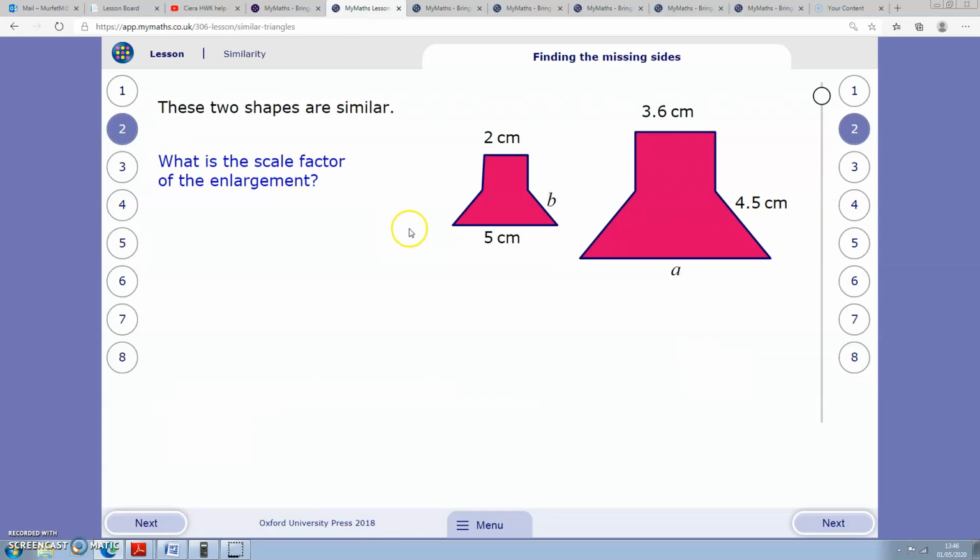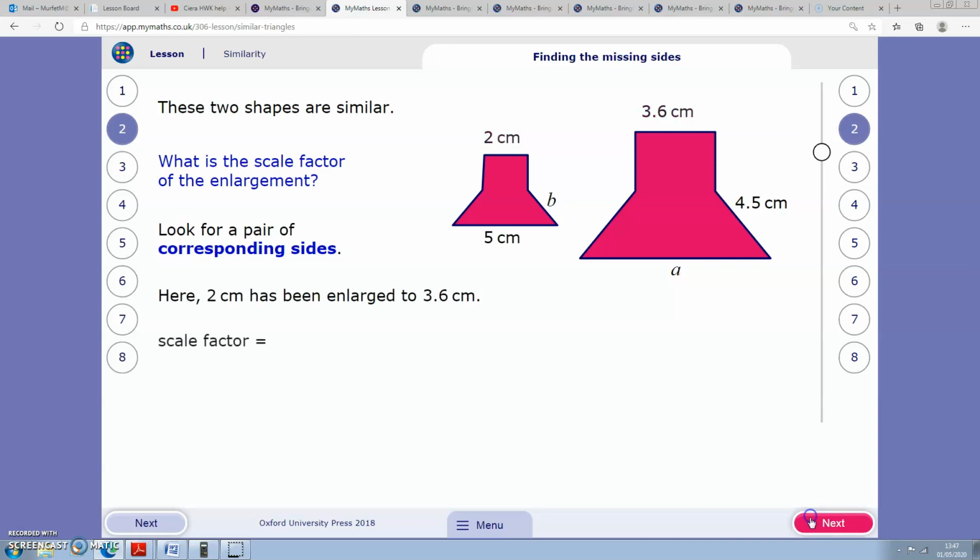We can see one is bigger than the other, so it can't be the same. What's the scale factor of the enlargement? So we've got one side that we know is the same, corresponding sides, 2 centimeters and 3.6. To find out the scale factor, I'm going to take the bigger shape, divide by the original shape. So 3.6 divide by 2. What's half of that is 1.8. So 1.8 is the scale factor of enlargement that I'm timesing by. So 2 times 1.8 would equal 3.6.